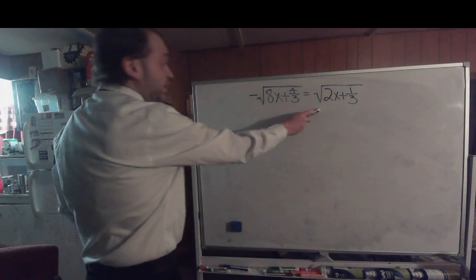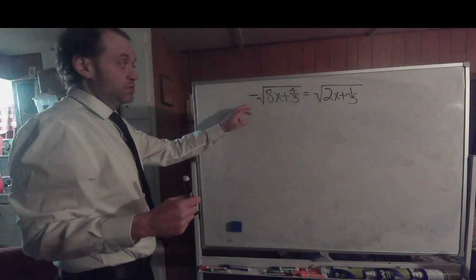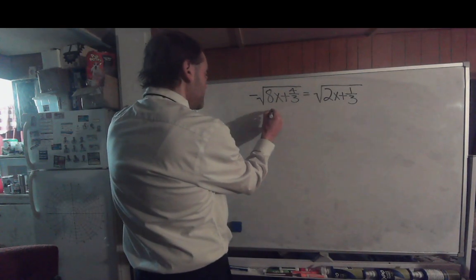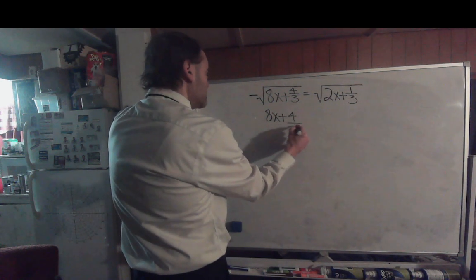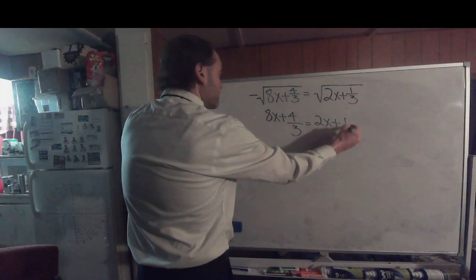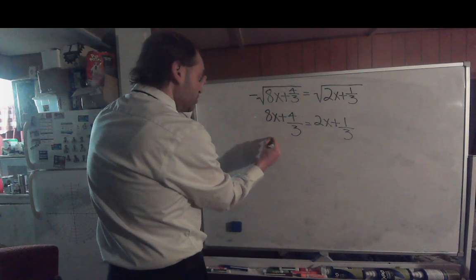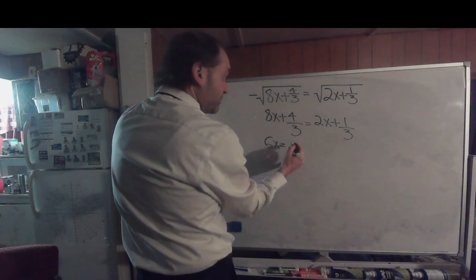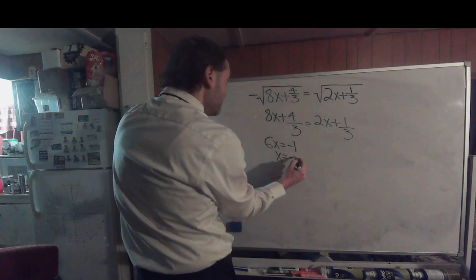Well, still, we got to square both sides. And if you square both sides, that negative 1 will turn into a positive 1, so the negative sign goes away. You would literally just get 8x plus 4/3 is equal to 2x plus 1/3. Let's simplify this. You'll end up getting 6x equals negative 3/3, which would be negative 1. So x would equal negative 1/6.